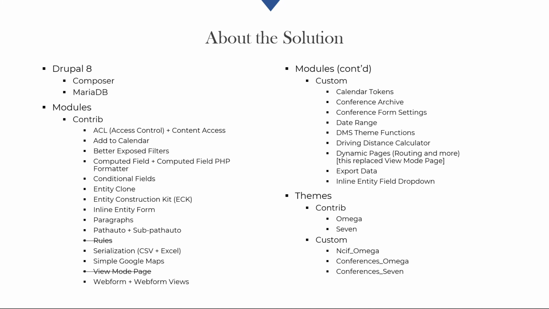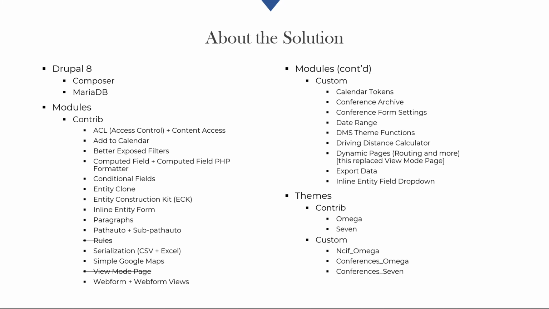Same thing with View Mode Page. That was a really helpful module for us. We all know what teasers are. That's considered a view mode, and you can create additional custom view modes. So the View Mode Page module basically allows you to assign routes or paths, or subpaths, to a view mode to say, hey, I want this to be a page. So it's basically addressable like any other node or page in Drupal. And again, we used that for a while, and then we ended up going away from it when we got more advanced with our custom routing modules in the backend.